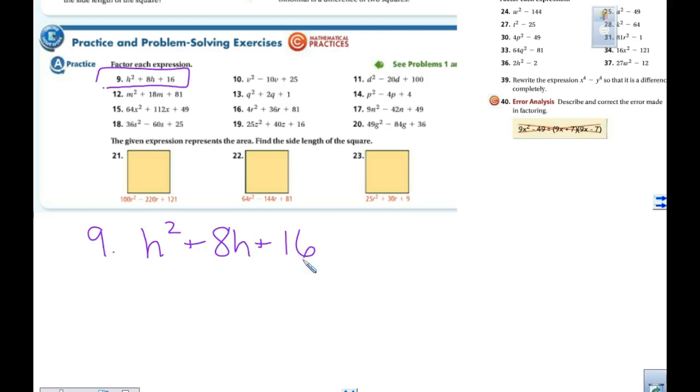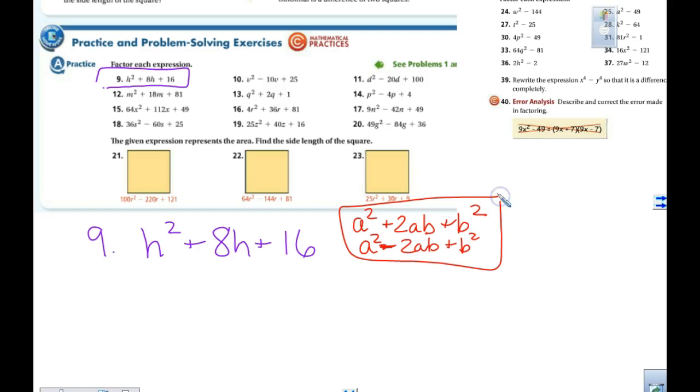And I'm trying to think, is this a perfect square trinomial? Meaning, when I look at the problems, is this a perfect square? Is this a perfect square? And is my middle number right? So at the top, a squared plus 2ab plus b squared. So these are the two forms we are looking at, correct? Those are our perfect square trinomials.